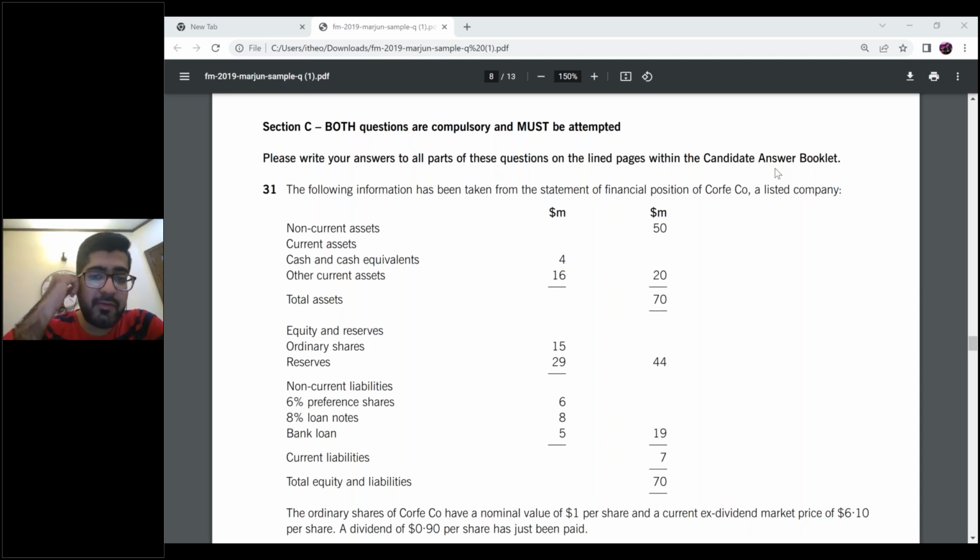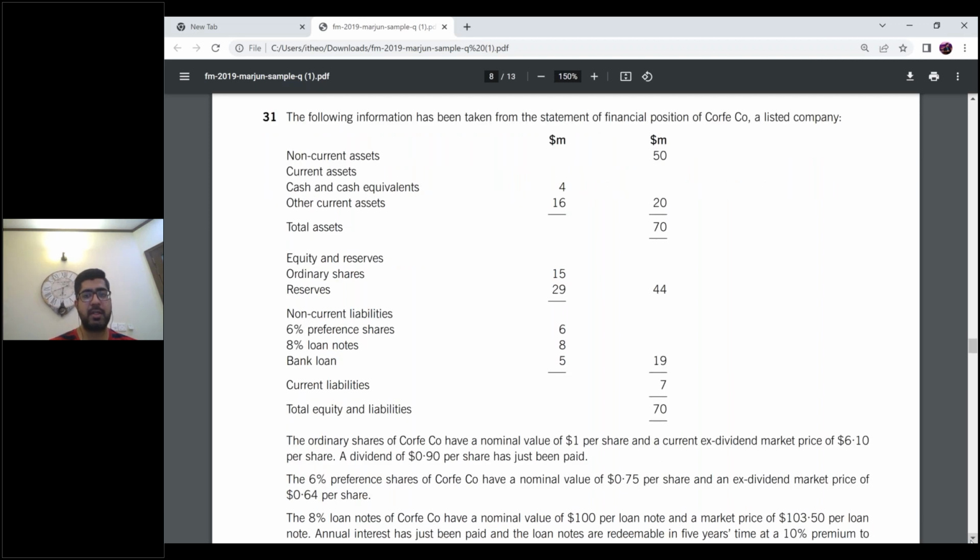The following information has been taken from the statement of financial position, the balance sheet, of Corfe Company, a listed company. Look at the information. Non-current assets are 50 million. Current assets have cash and cash equivalents of 4 million and other current assets of 16 million, so 20, and total assets become 50 and 20, 70 million.